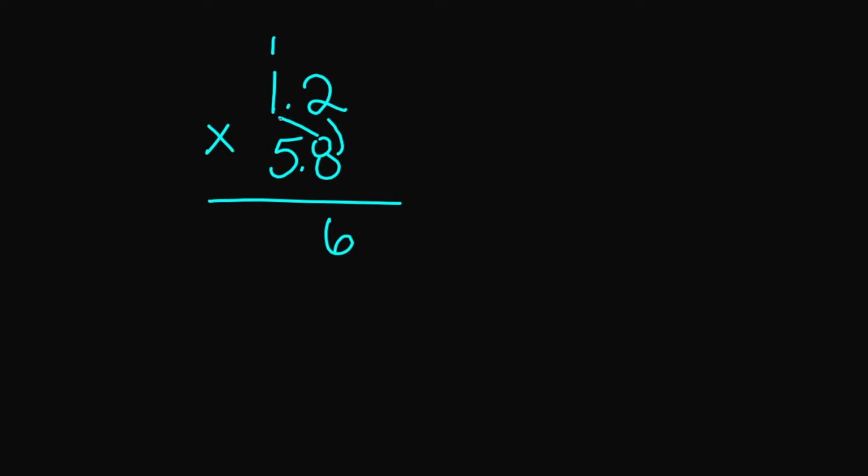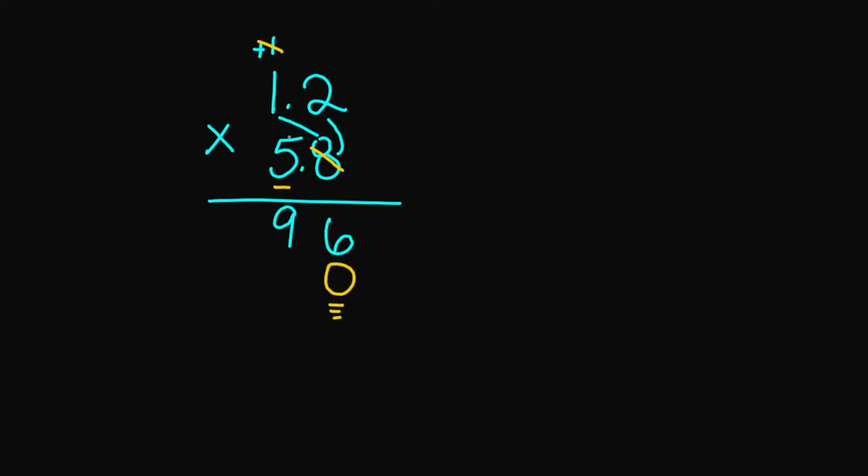Let's try 1.2 times 5.8. 8 times 2 is going to give me 16. I'm going to write my 6, carry the 1. 8 times 1 is 8, plus 1 more is going to be 9. Now I am working here in the tens place. I do not need this 8 anymore or this 1. I'm going to add my placeholder here.